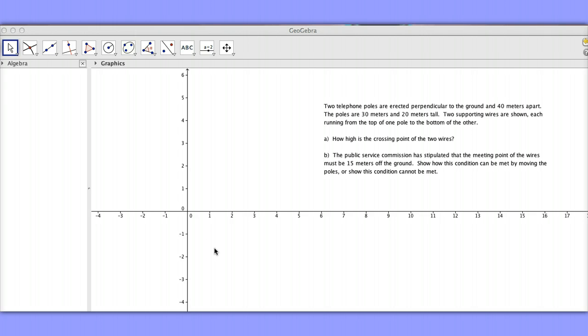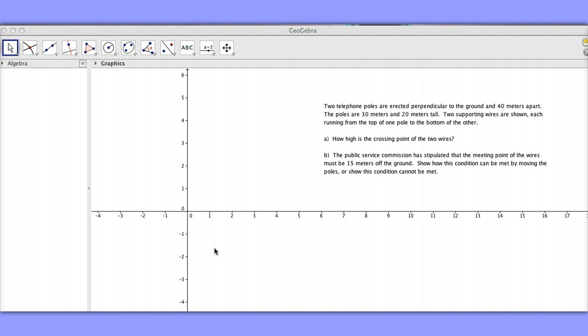Let's see how GeoGebra can help us to solve the following problem. Two telephone poles are erected perpendicular to the ground and 40 meters apart. The poles are 30 meters and 20 meters tall. Two supporting wires are shown, each running from the top of one pole to the bottom of the other. How high is the crossing point of the two wires?